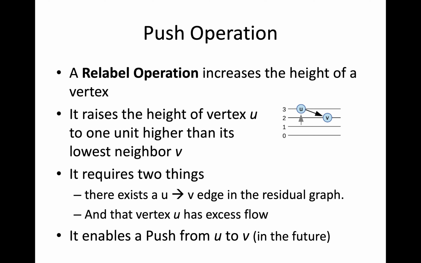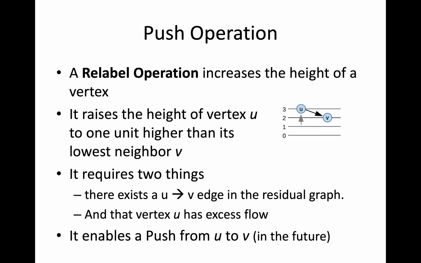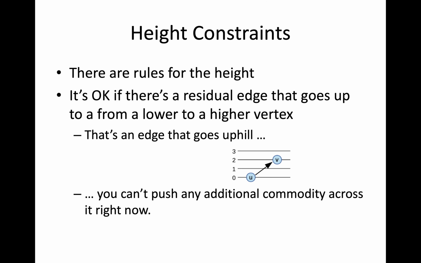And in that case, you raise U's height to be one more than the height of its lowest neighbor. So I think of this as raising it just enough, or increasing its height just enough, so that it could later do a push to that neighbor. So the push operation, backing up, actually increases the flow across an edge. The relabel operation raises an overflowing vertex just enough so that I could maybe do a push in the future.